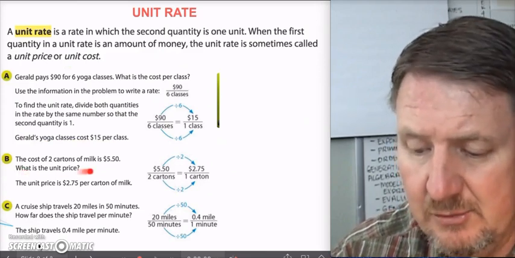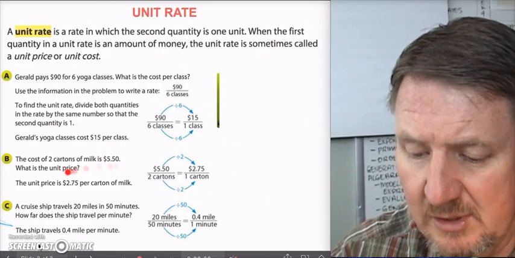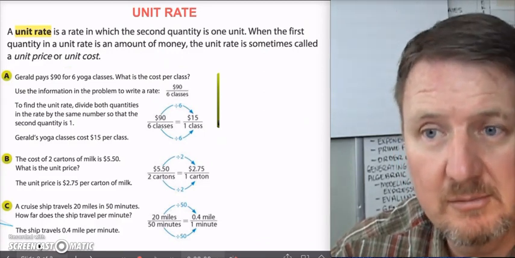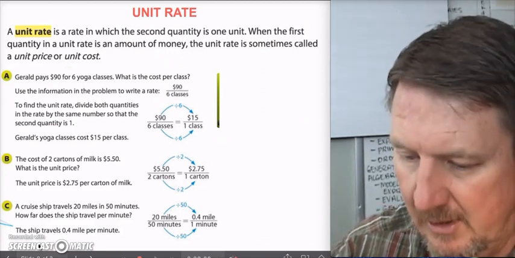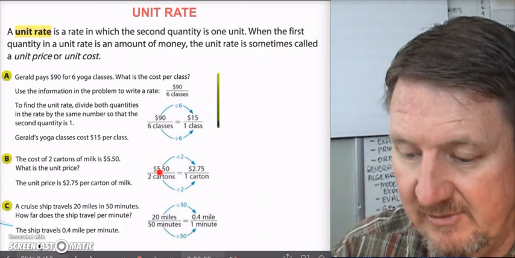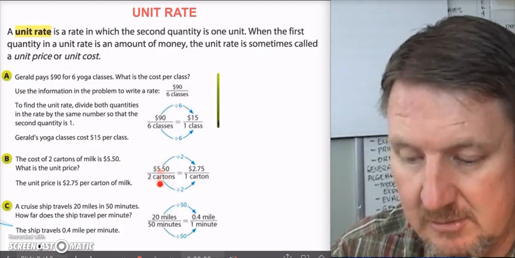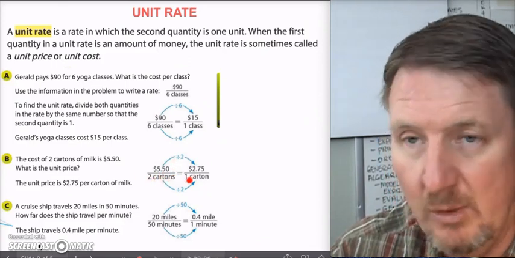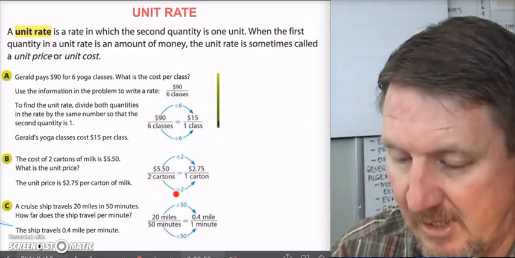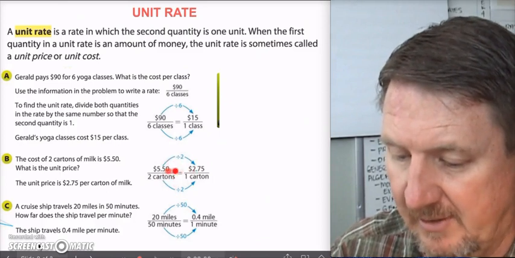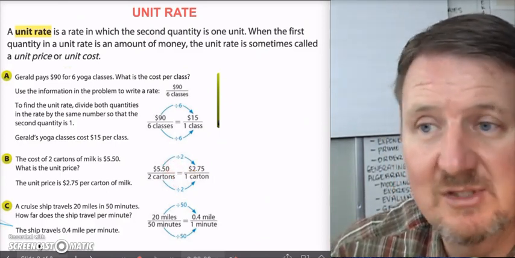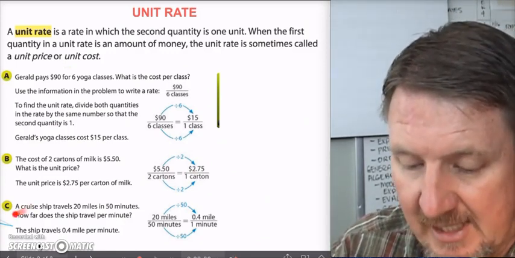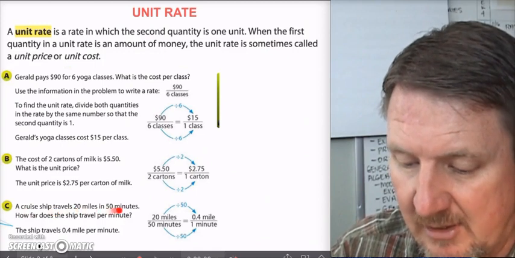Here it says the cost of 2 cartons of milk is $5.50. What is the unit price? So we're talking about cartons of milk, or the cost per gallon, or cost per unit of 1. So I have $5.50 for 2 cartons, okay, cost per item, and then I want to divide by 2. In order to get this 2 cartons to 1 carton, I have to divide by 2. So I divided the top by 2, 550 divided by 2 is 275, so it's $2.75 per 1 carton.